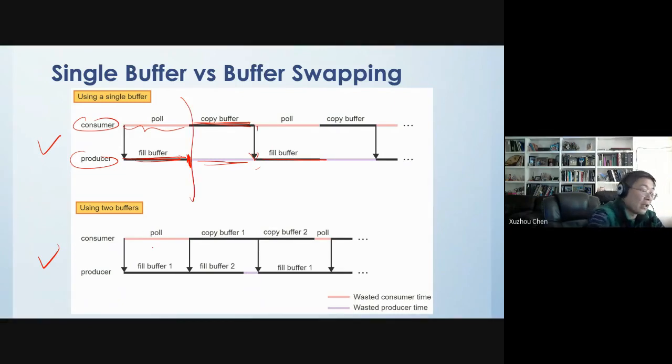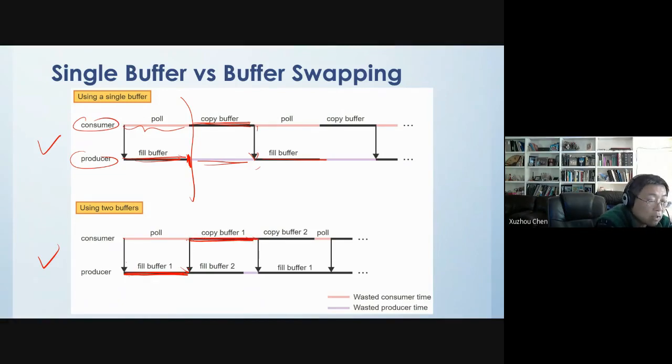So either one of these is going to be idle while the other one is working. Now, in this case, if the producer and consumer work at the same pace or almost the same pace, initially, when the producer is filling buffer 1, the consumer is just trying to pull buffer 1 until the producer finishes, and then the producer tells the consumer, I'm done. So the consumer starts to copy buffer 1.